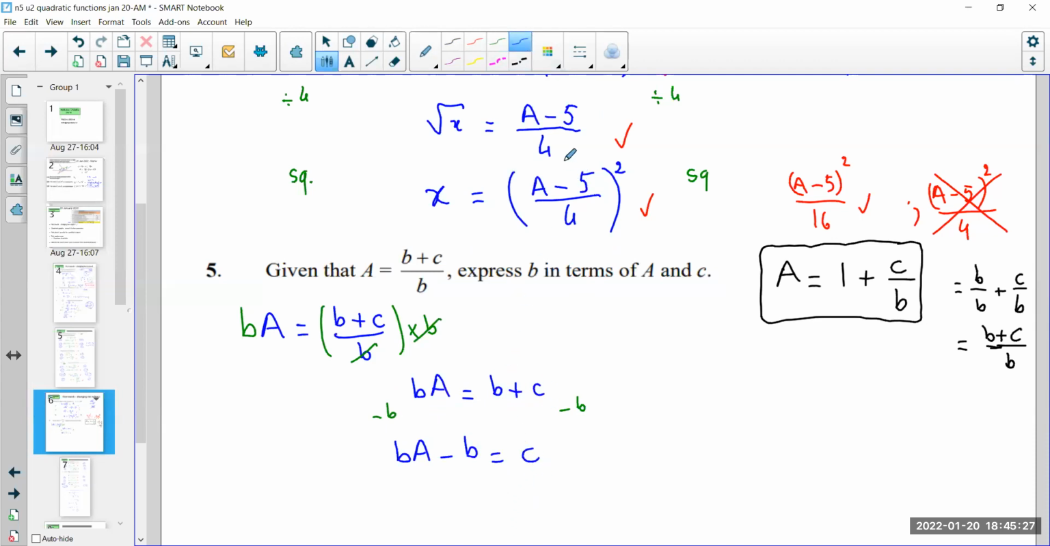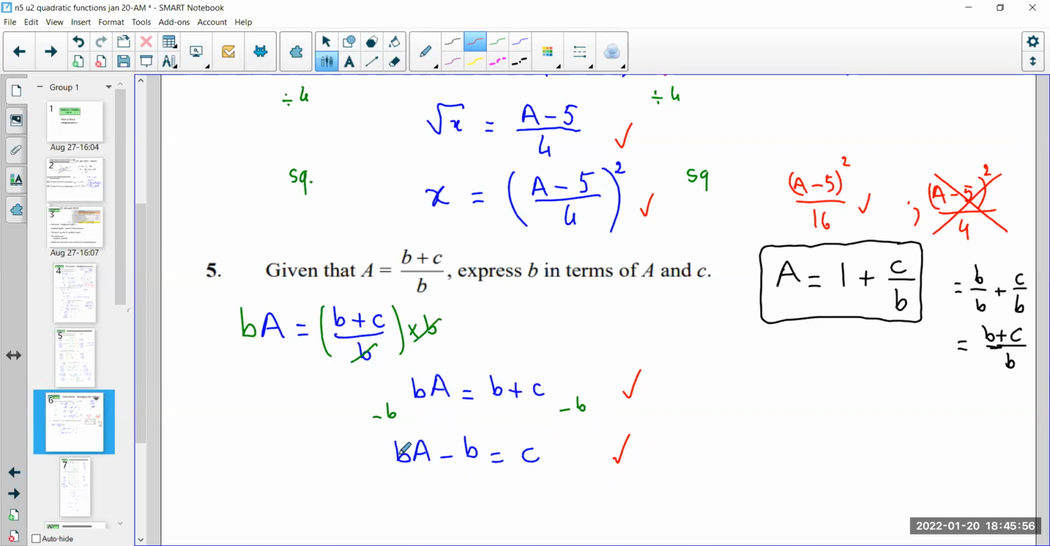That's 2 marks. And this question was how many marks again? 1, 2, 3, 4. This question was 4 marks. By getting rid of that B as a fraction, I got my first mark. And then by collecting all the B's on one side, I got my second mark.